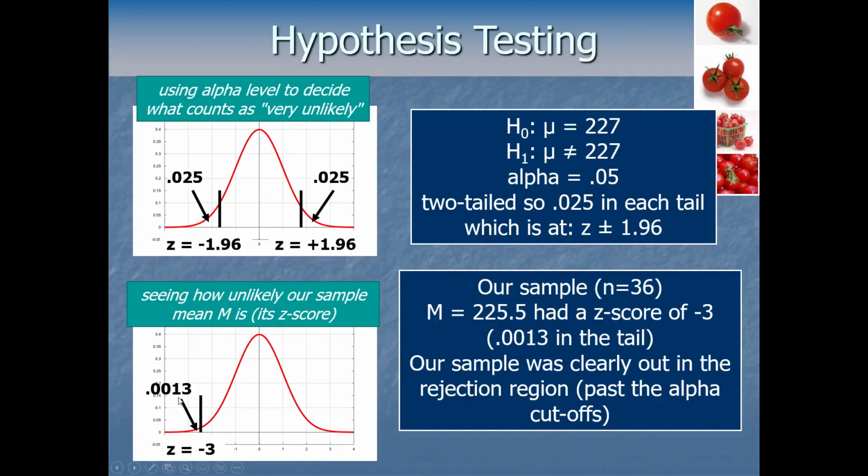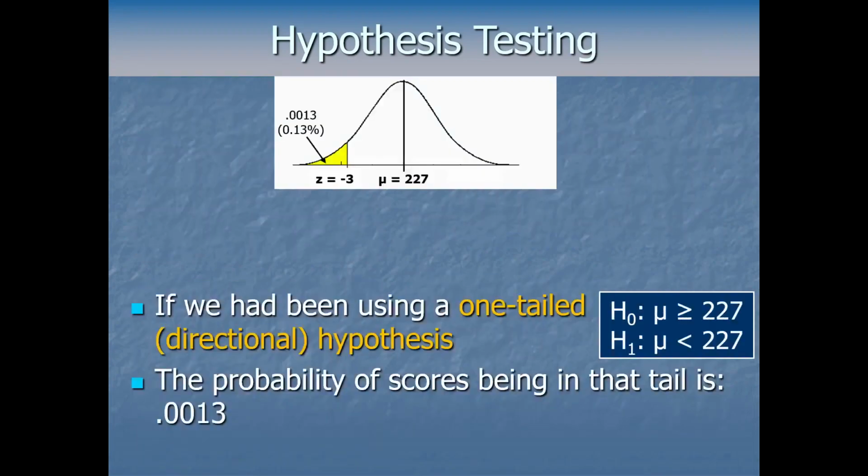Specifically, we would say the p-value of our sample here is 0.0013. Less than 0.13% of the time would we see a sample mean this extreme, a sample of size 36 with a mean this extreme, if things were working well, if the null was true.